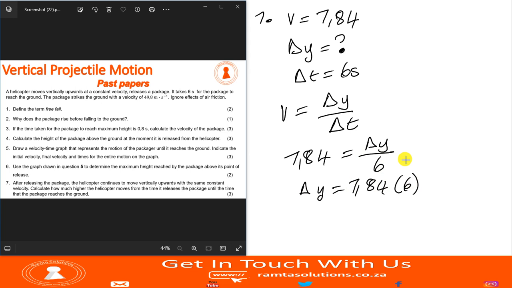Our answer is simply delta y is 47.04 meters. Can you guys see that? The helicopter has moved 47.04 meters after the package was released.